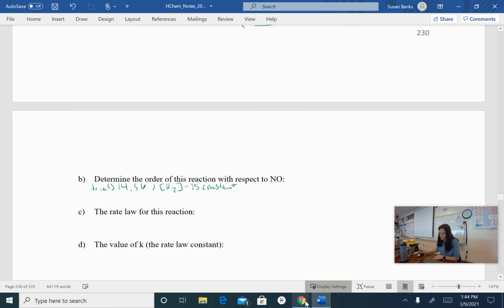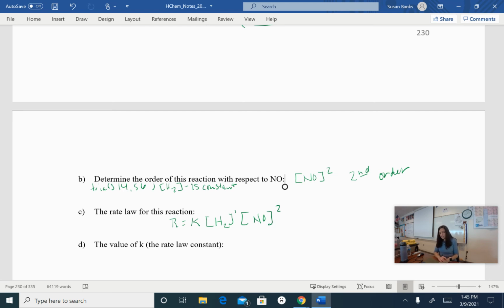So our reaction order with respect to nitrogen monoxide is a square, so second order. Now we can create our equation. Our rate is equal to some constant multiplied by my concentration of hydrogen to the first power multiplied by my nitrogen monoxide concentration to the second power. So that is going to be my rate law.